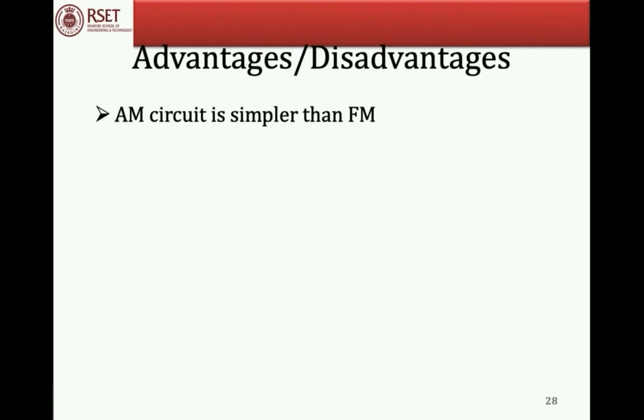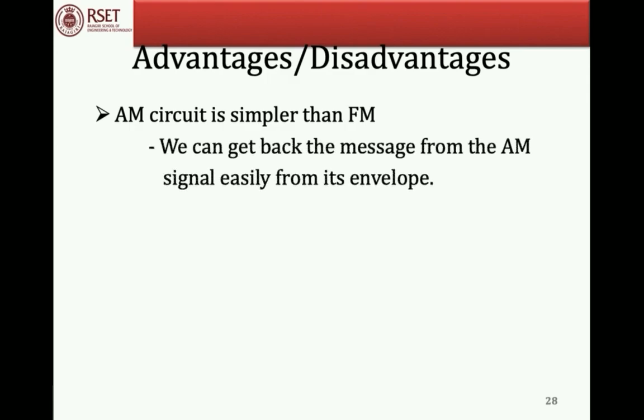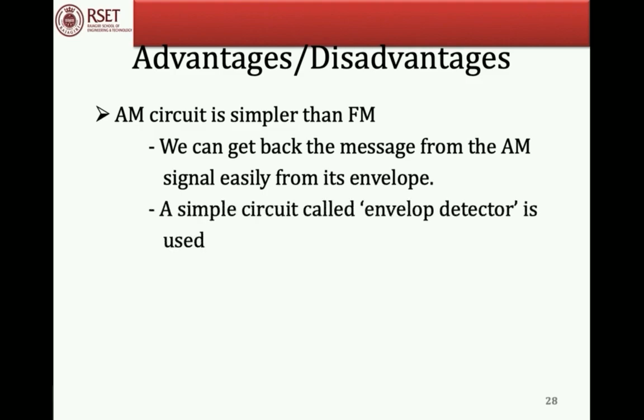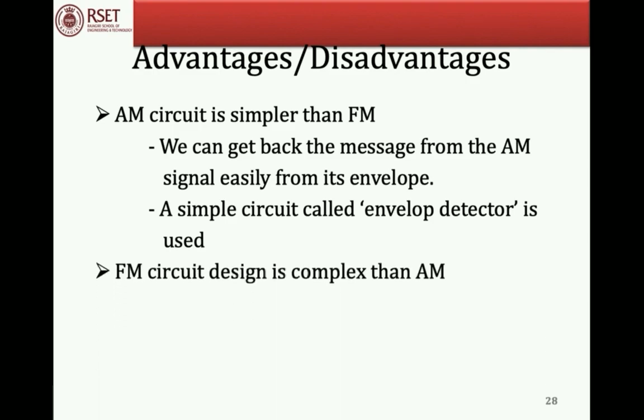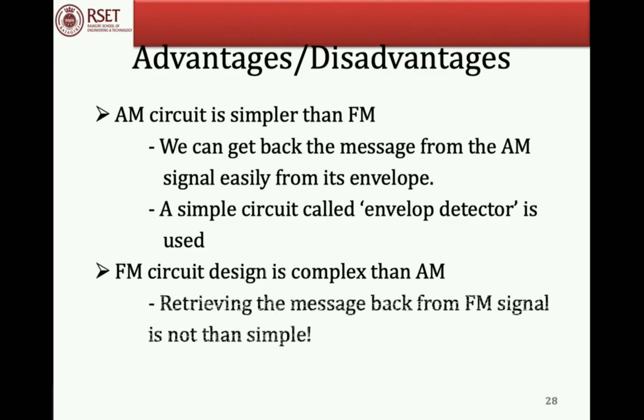AM circuit is simpler than FM. We can get back the message from the AM signal easily from its envelope. A simple circuit called an envelope detector is used. The FM circuit design is more complex than AM. Retrieving the message back from the FM signal is not that simple.